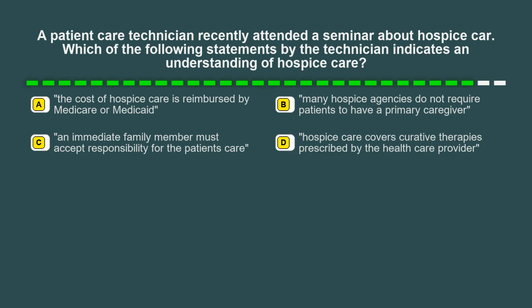Question 48. A patient care technician recently attended a seminar about hospice care. Which of the following statements by the technician indicates an understanding of hospice care? Option A, the cost of hospice care is reimbursed by Medicare or Medicaid. Option B, many hospice agencies do not require patients to have a primary caregiver. Option C, an immediate family member must accept responsibility for the patient's care. Option D, hospice care covers curative therapies prescribed by the healthcare provider.